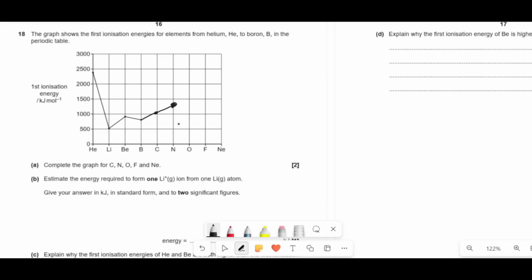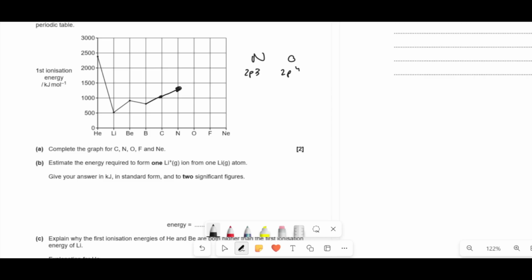However, if we look at nitrogen versus oxygen, nitrogen is what? 2p3. Oxygen is 2p4, right? So 2p3 versus 2p4. You need to remember that there's usually a little bit of a drop between groups 2 and 3 and groups 5 and 6.